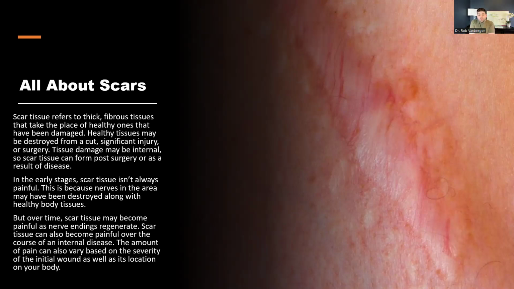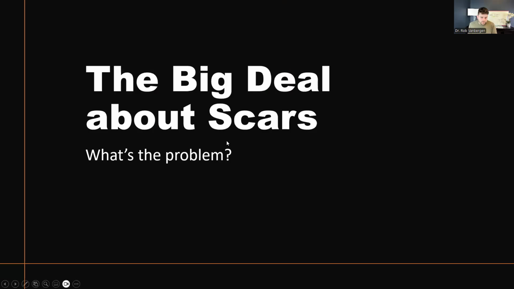Now, scar tissue can also become painful through internal disease. Over time, people talk about adhesions, and the amount of pain can also vary based on the severity of any initial wound or trauma. So, for example, a massive, very invasive surgery like a C-section, where you're cutting deep into the body, can cause a lot of deeper scar tissue that goes beyond what we see. It may not cause much discomfort after it's healed, but years later, it could catch up with us.